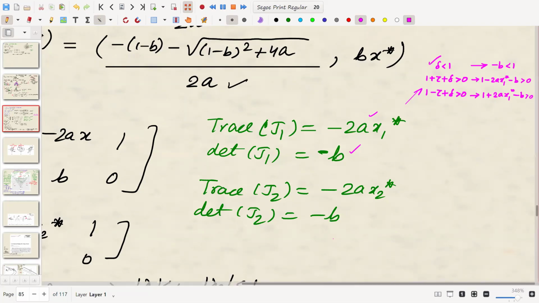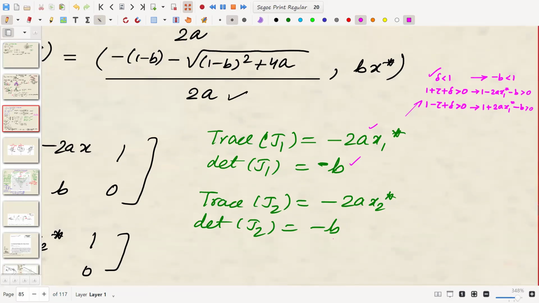conditions. Determinant should be less than 1. 1 plus the trace plus delta, that is, 1 plus tau plus delta should be greater than 0. 1 minus tau plus delta should be greater than 0. Okay, these are the 3 conditions. So try to do this with this also.